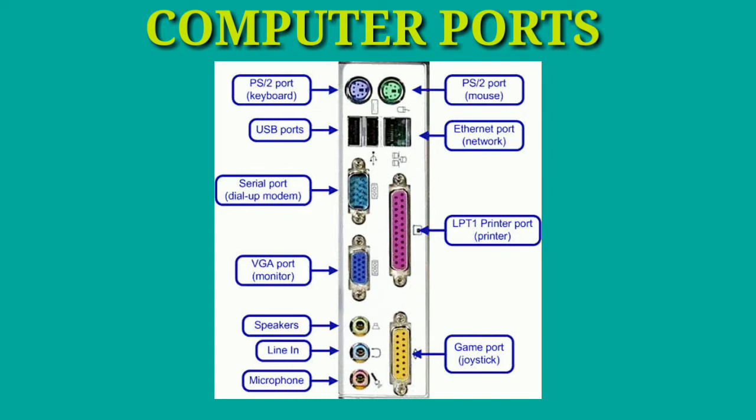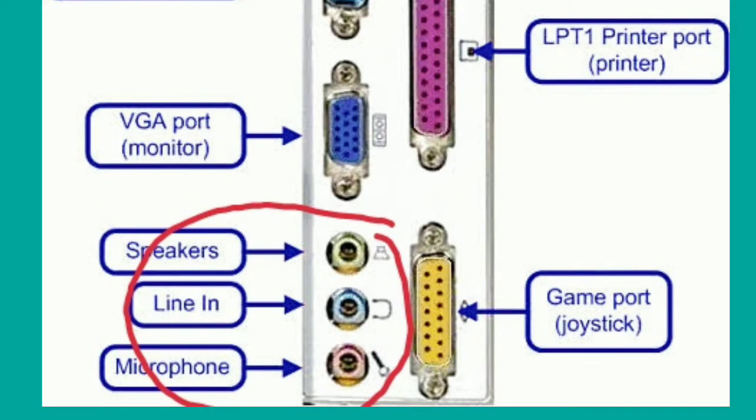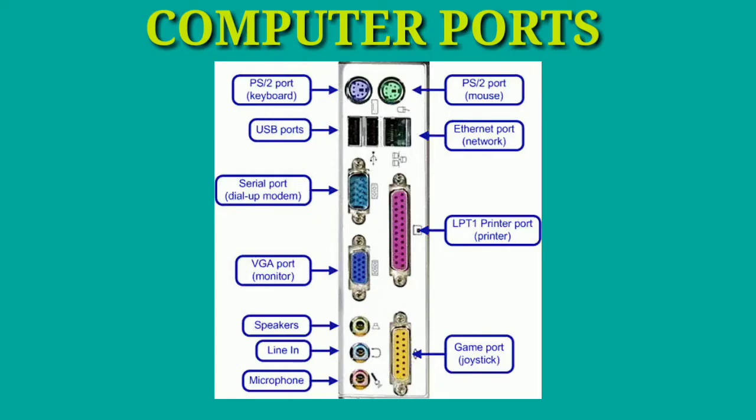Next, you can see at the back side of the CPU, at the bottom of the port plate, there are also three ports: one for speaker, one for line in, and another for microphone. You can connect according to these types of pins.